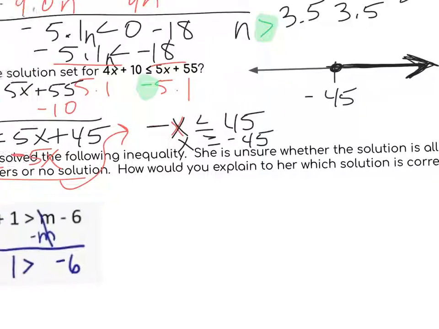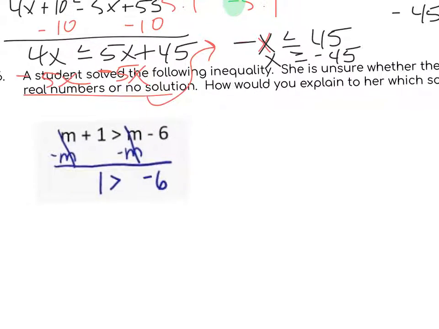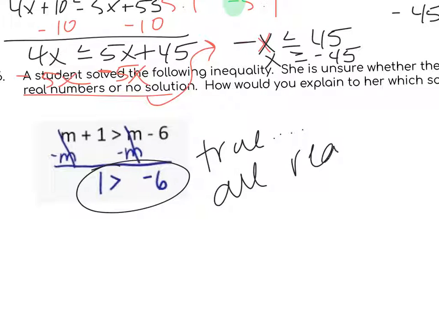Okay, and now the last one. What I really wanted to know is, would you tell her it's all real numbers or no solution? Okay, so this is fine. She did this fine. Is that a true statement? Is 1 greater than negative 6? Yes, it is. So since it's a true statement, that means everything will work, so all real numbers.